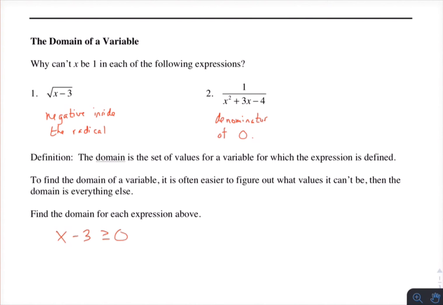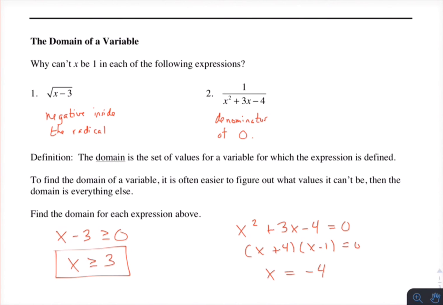So in this case, we're actually finding what the domain can be right from the start, and it's basically anything greater than or equal to 3. In the other one, we want to make sure we avoid a 0 in the denominator. So we're going to find out what values give us a 0 down there. So if x is negative 4 or 1, that denominator would be 0. So we say that the domain is everything except x is negative 4 or 1.